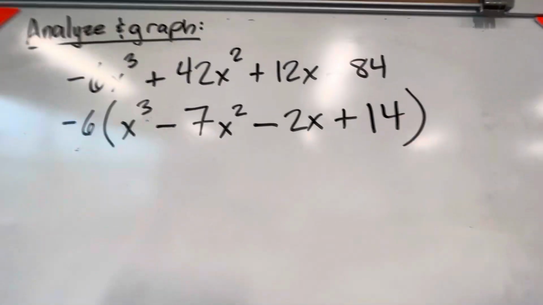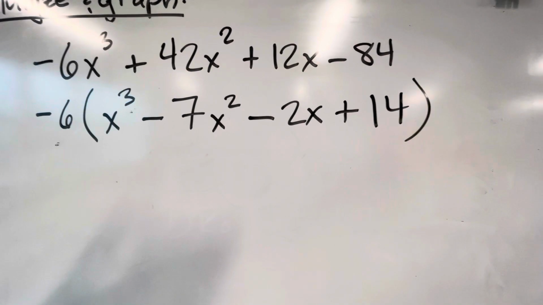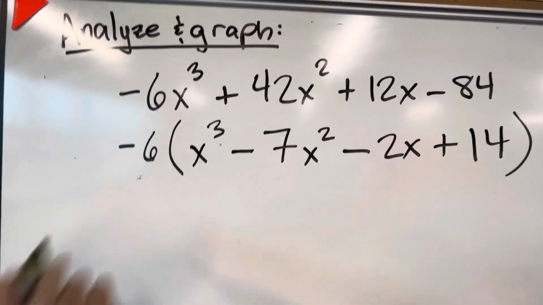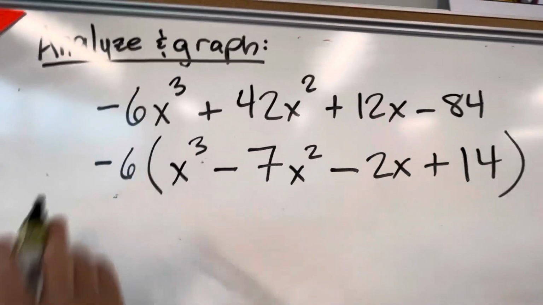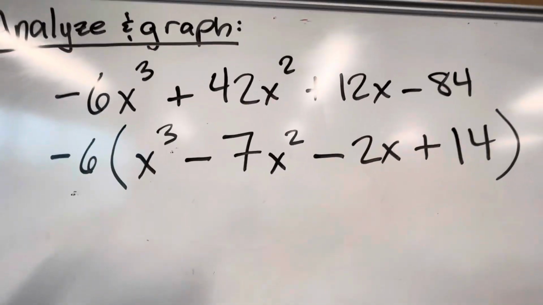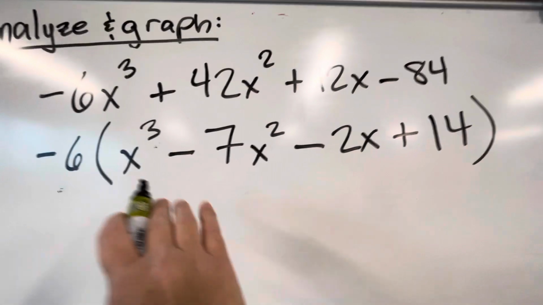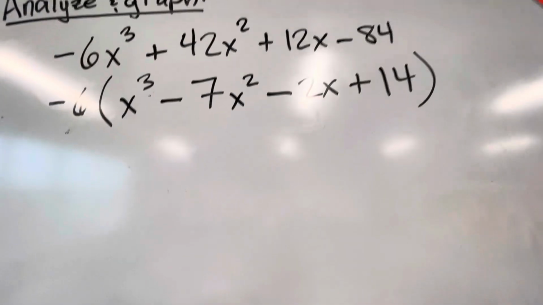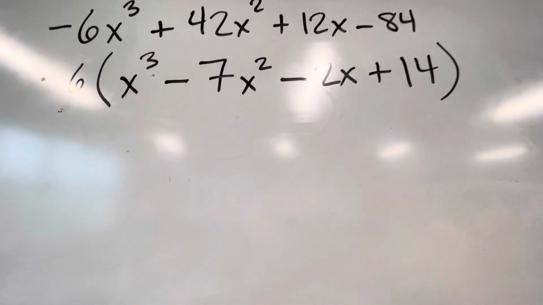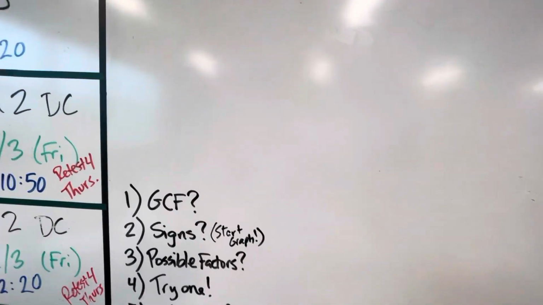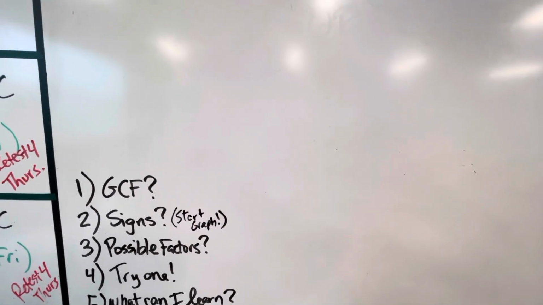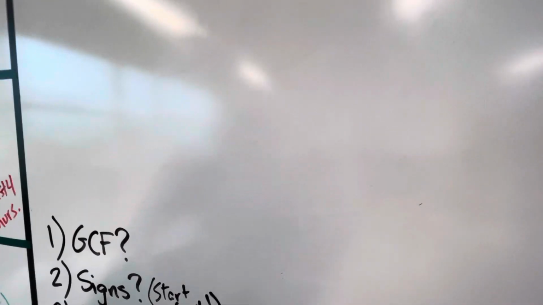All right, so this is the new polynomial I'm going to analyze, and I need to recognize that the graph is going to follow this, it's going to be reflected and multiplied by 6, but for now I'm going to focus on this piece of it and try and factor it further. So if I want to really be smart, I'm going to follow this process, and I'm going to analyze the signs next.